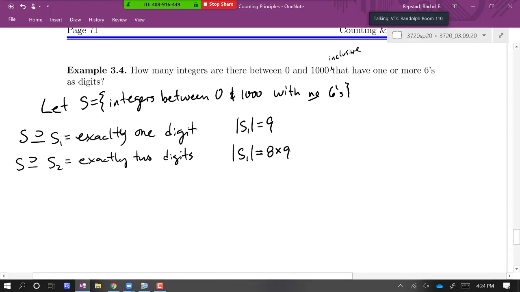So the way we're counting up the size of S2, whoops, this is S2, not S1, is we're using the multiplication counting principle. So it's not 89, it's 8 times 9, or 72. For each of the 8 ways I could pick that first digit, there are 9 ways I can pick the second digit.